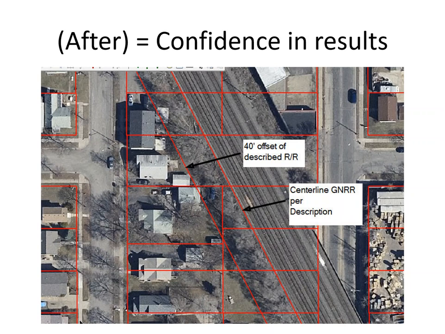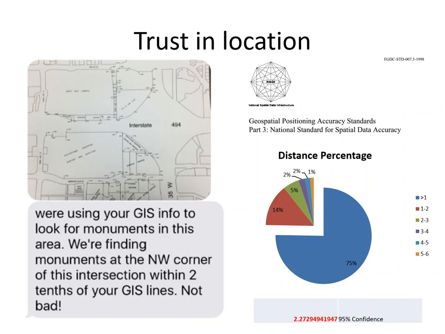So there are lots and lots of benefits for this more accurate digital data, which again was based on those accurate coordinate values placed on the public land survey system corners and monuments. So having trust in your location means a lot, not only internally at the surveyor's office, but also externally for consumers of our data.